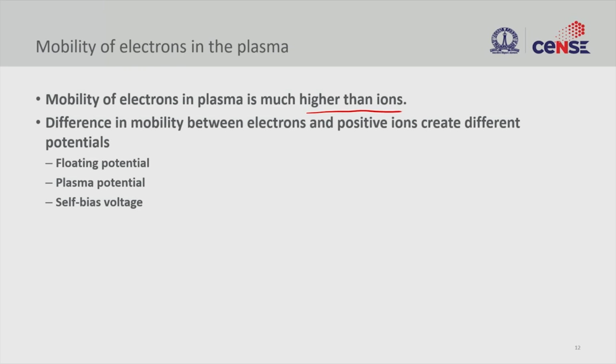The reason for this is very simple. It's the mass. Electrons have very low mass, so they can easily respond to the potential difference. And because of this mobility of both electrons and positive ions in the plasma, you will have various potentials developed. So let us look at these things one by one. We call them floating potential, plasma potential, and self bias voltage. These are all the potentials that are developed because of this nature of electron and ion mobility.